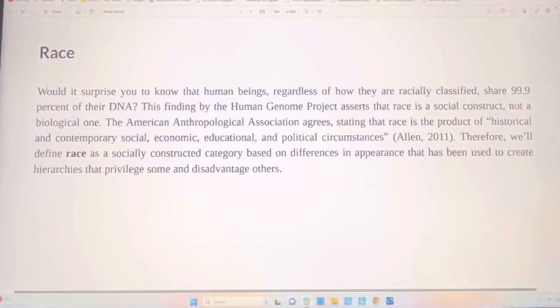Race. Would it surprise you to know that human beings, regardless of how they are racially classified, share 99.9% of their DNA? This finding by the Human Genome Project asserts that race is a social construct, not a biological one. The American Anthropological Association agrees, stating that race is the product of historical and contemporary social, economic, educational, and political circumstances. Therefore, we'll define race as a socially constructed category based on differences in appearance that has been used to create hierarchies that privilege some and disadvantage others.